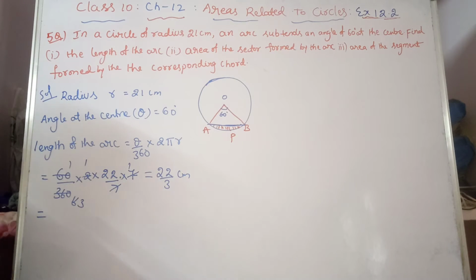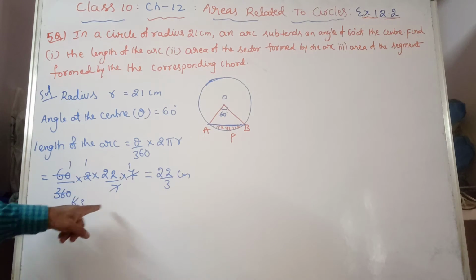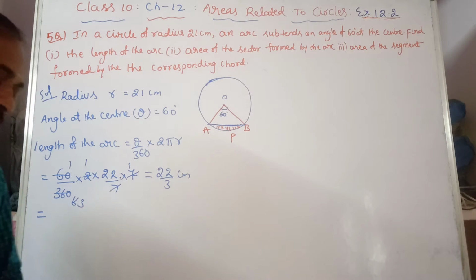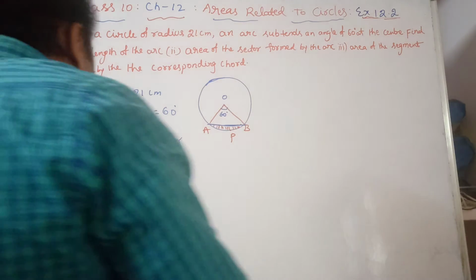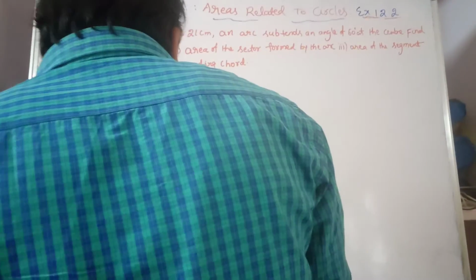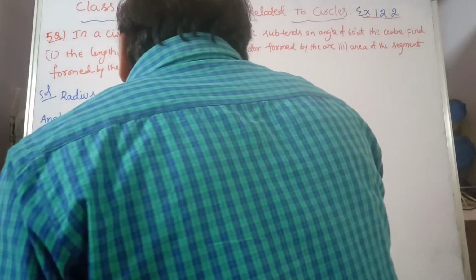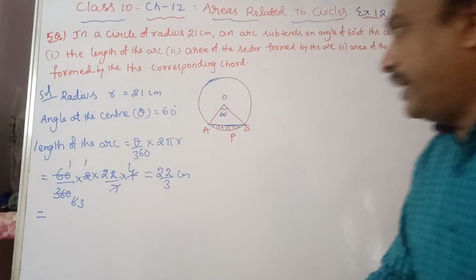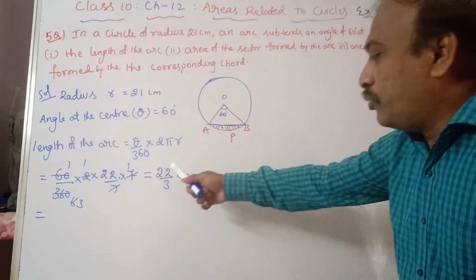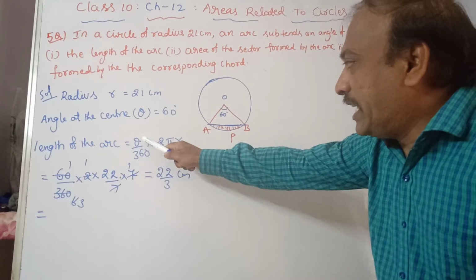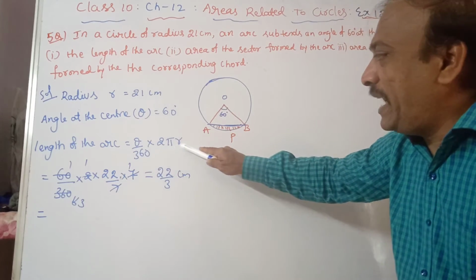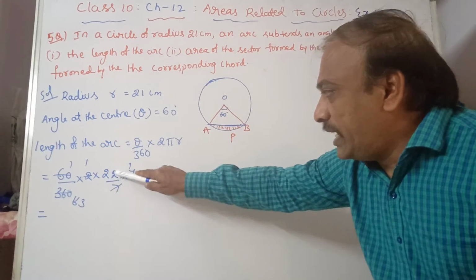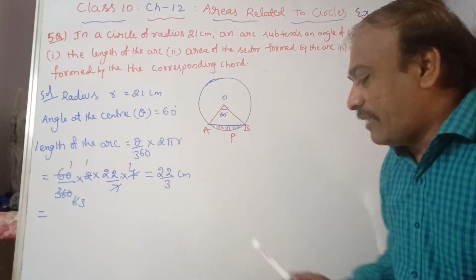22 by 3 centimeters, either you can leave it like this, or you can convert this into decimal form. If you convert into decimal form, that is 22 by 3. Observe it. Theta by 360 into 2 pi r. 2 into 22 by 7 into 7.